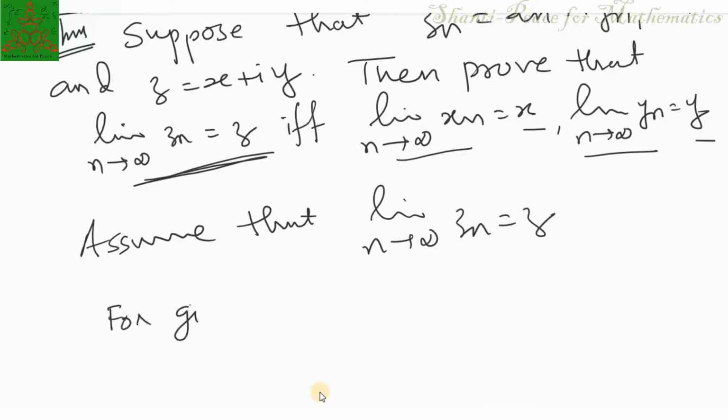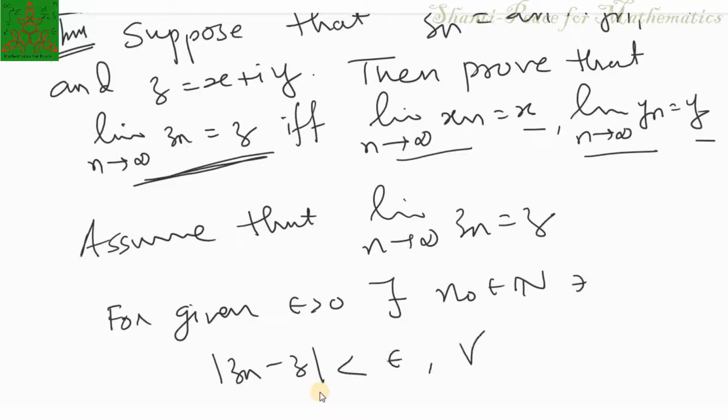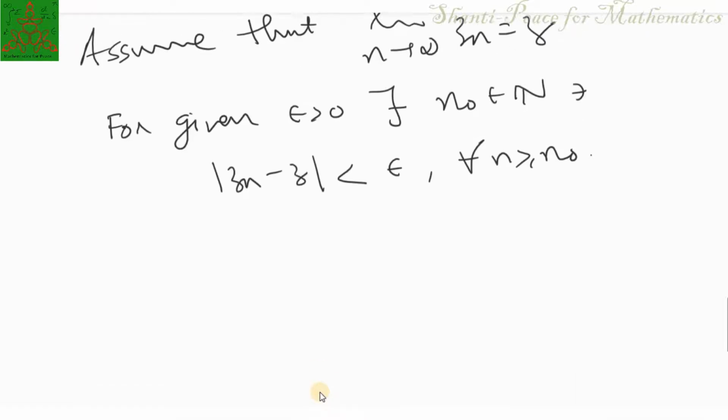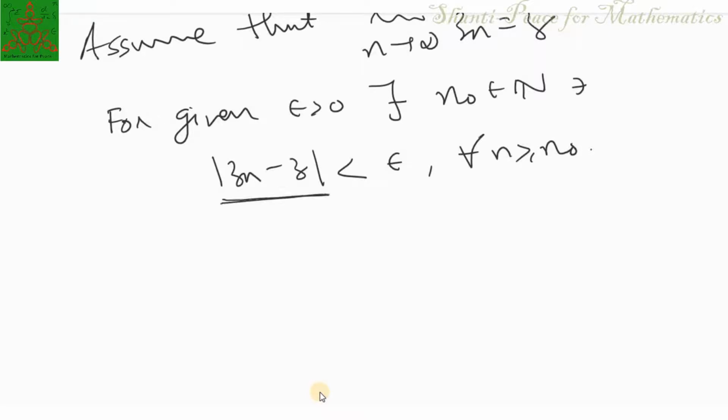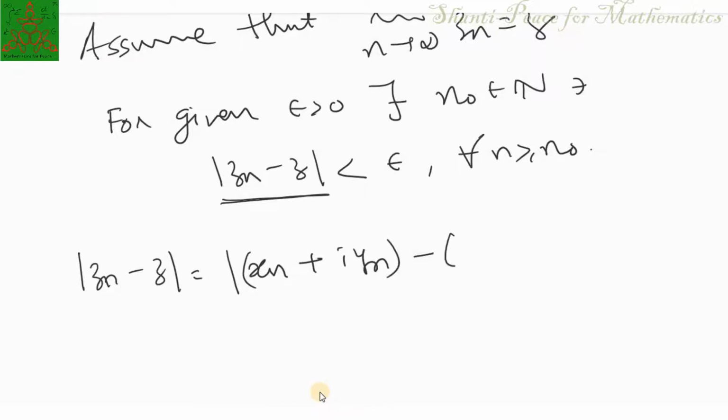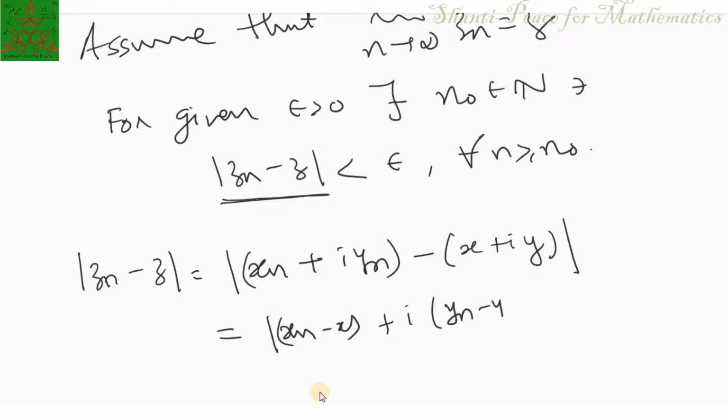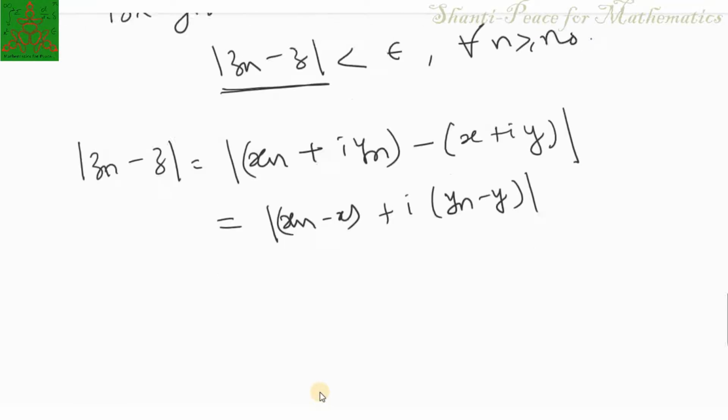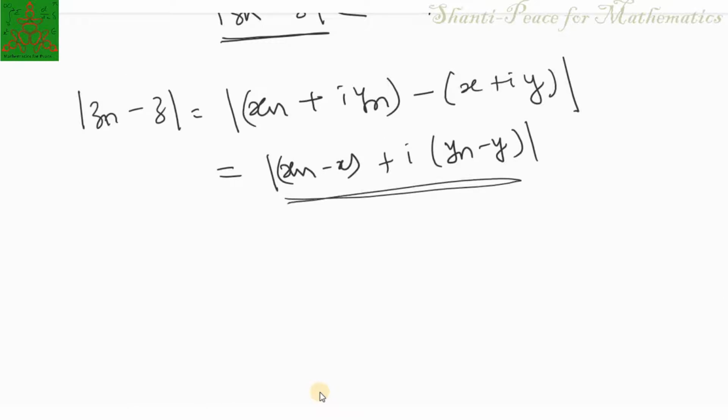For given epsilon greater than 0, there exists n0 belonging to N such that mod of zn minus z is less than epsilon for every n greater than or equal to n0. This is by definition we can write. Now let us observe what is this side. What we have given is zn is xn plus i yn and z is x plus i y. So that will be (xn minus x) plus i (yn minus y). Now I can write mod of xn minus x is less than or equal to mod of (xn minus x) plus i (yn minus y).